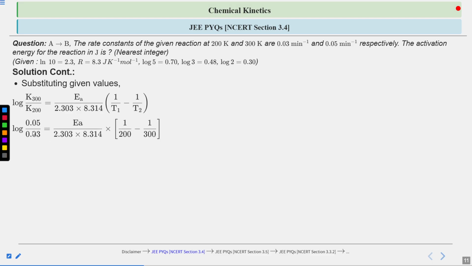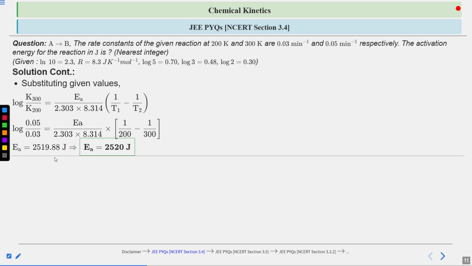So log of 0.05, which is K at 300, divided by K at 200 Kelvin, which is 0.03. So log of 0.05 divided by 0.03 is equal to EA upon 2.303 multiplied by 8.314, multiplied by 1 by T1, where T1 is 200, minus T2, which is 300. So we put in all the given values in this equation.